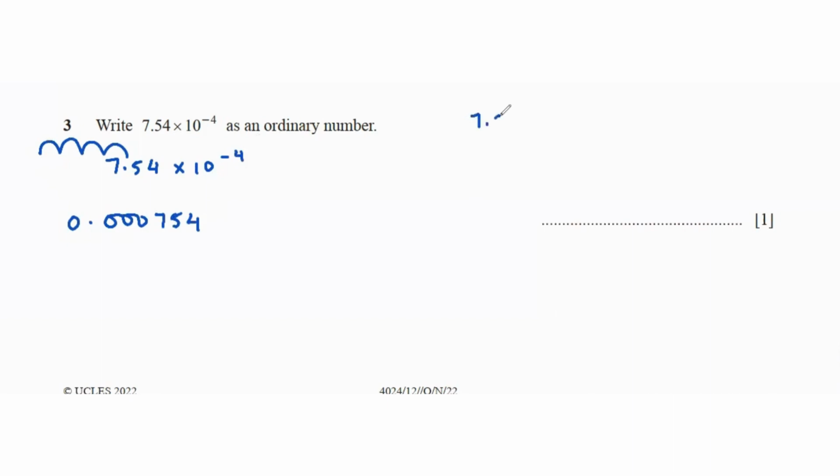If it was 7.54 times 10 to the power of 4, then you would have moved the decimal 1, 2, 3, 4 places to the right. So that would have been 754,000.